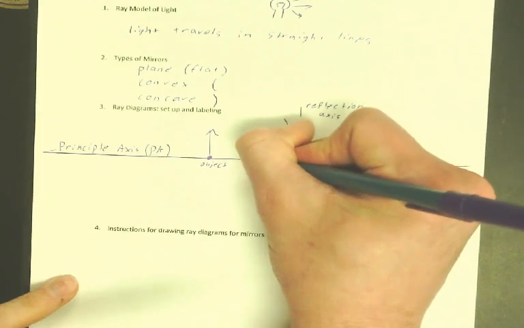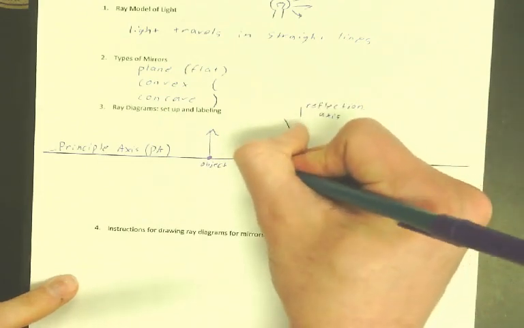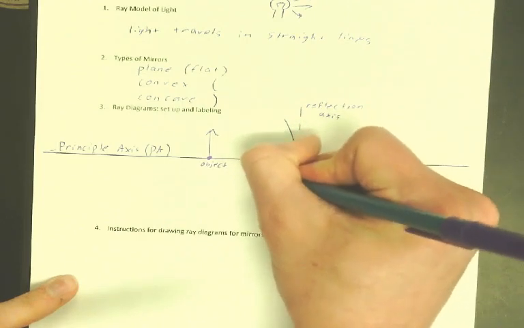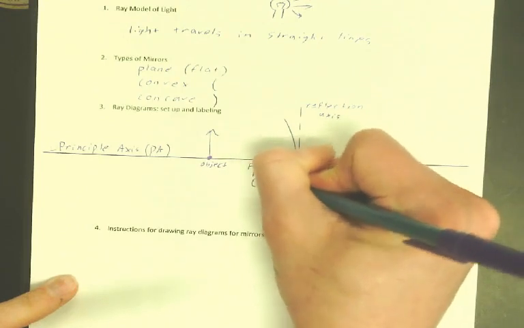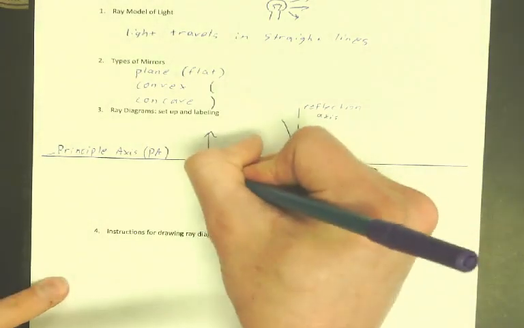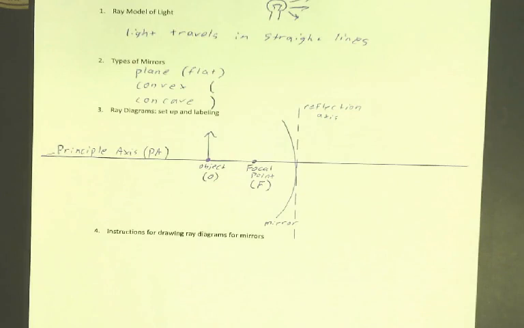It's where the light gets focused that comes from really far away. So that's going to be the focal point, which is just abbreviated as capital F. And the object I'm just going to write as O. And the last thing you're going to do is C.